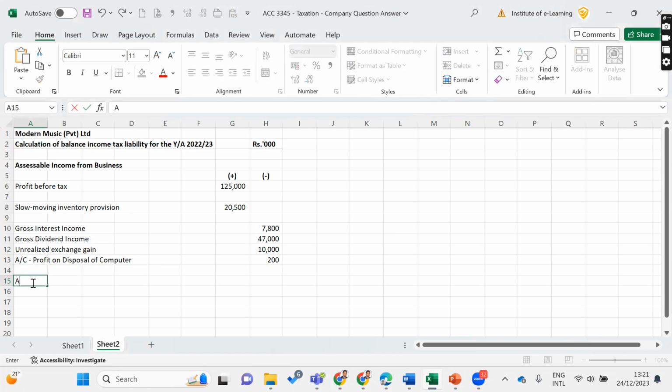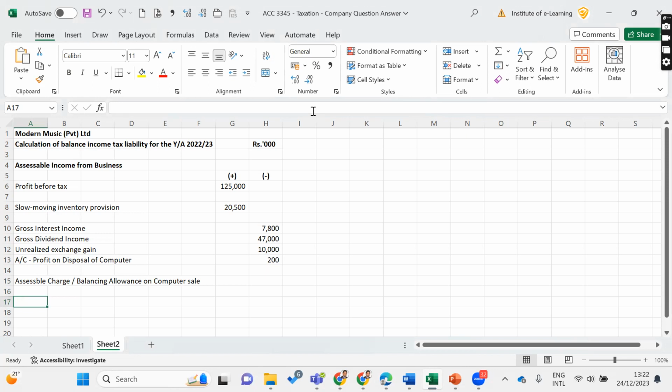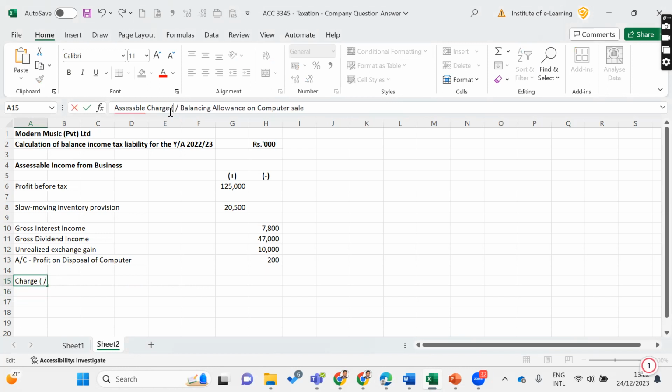Assessable charge or balancing allowance on computer sale. Assessable charge means tax profit, and balancing allowance means tax loss. Assessable charge or balancing allowance on computer sale. Here, first of all, we will take the sale price. If you can't understand assessable charge, it is tax profit. Writing tax profit or tax loss is also fine in the exam.